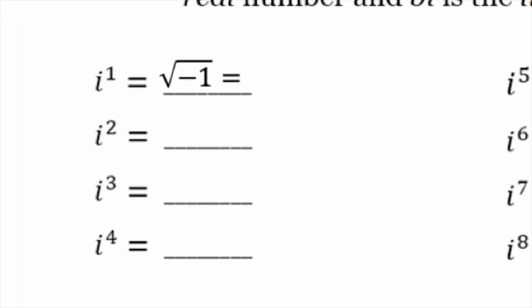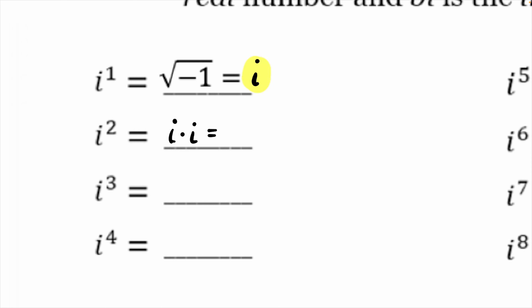So i to the first power, that's just i, right? That's equal to the square root of negative 1. We just talked about that. So that's just i. I'm going to highlight my answers just to see if I notice anything. Okay, i squared. What does squared mean? Times itself, right? So i squared is really just i times i, right? Isn't that what that is?